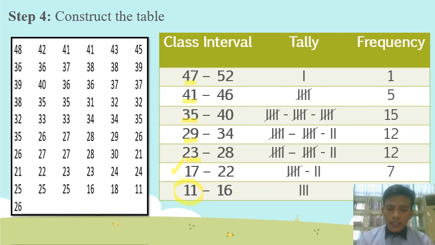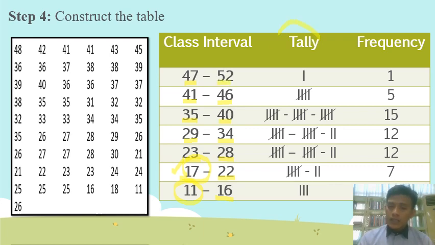How about here? 17, this 17 minus 1 is equal to 16. Then 16 plus our interval, which is 6. 16 plus 6, 22. 22 plus 6, 28. 28 plus 6, 34. 34 plus 6, 40. 40 plus 6, 46. 46 plus 6 is 52.